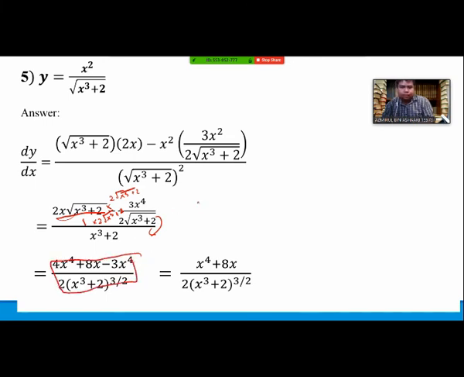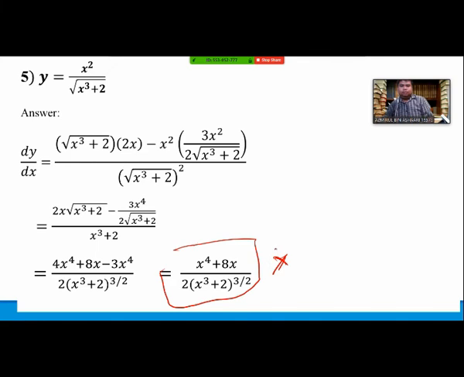And at the end the result will be like this. Because 4x power of 4 minus 3x power of 4 will become x power of 4. 4 minus 3 you get 1, so x power 4, and this is the result.